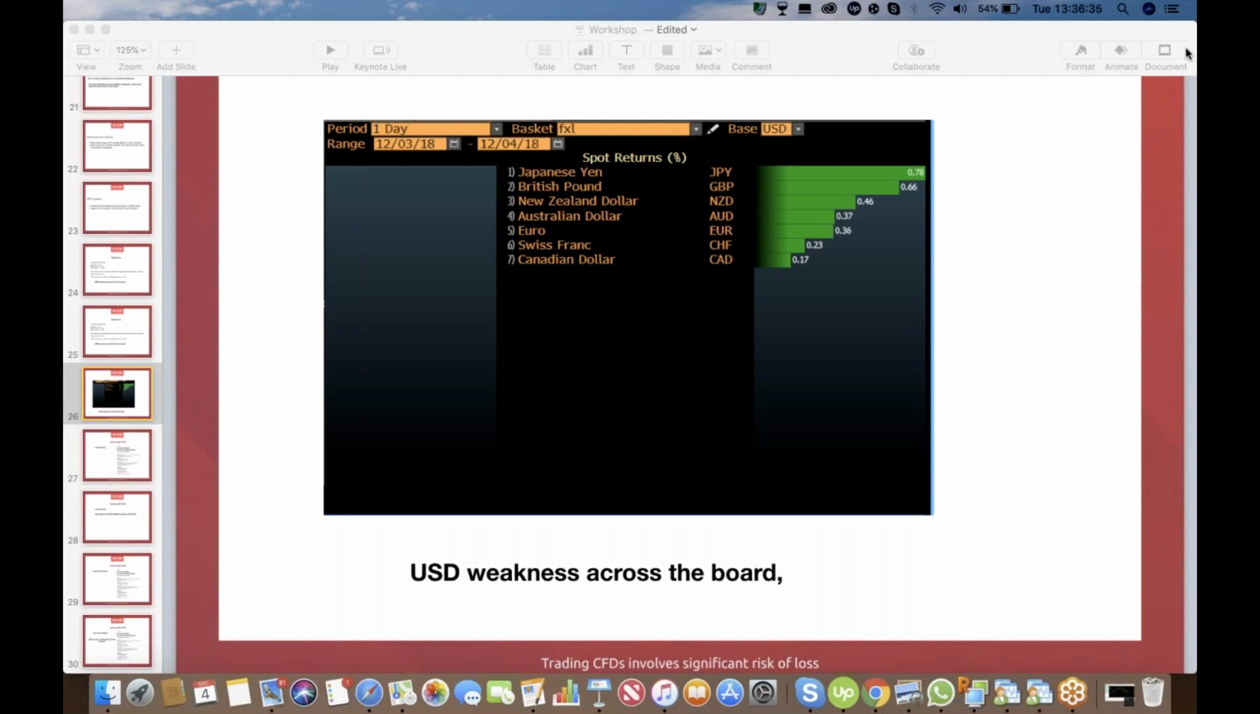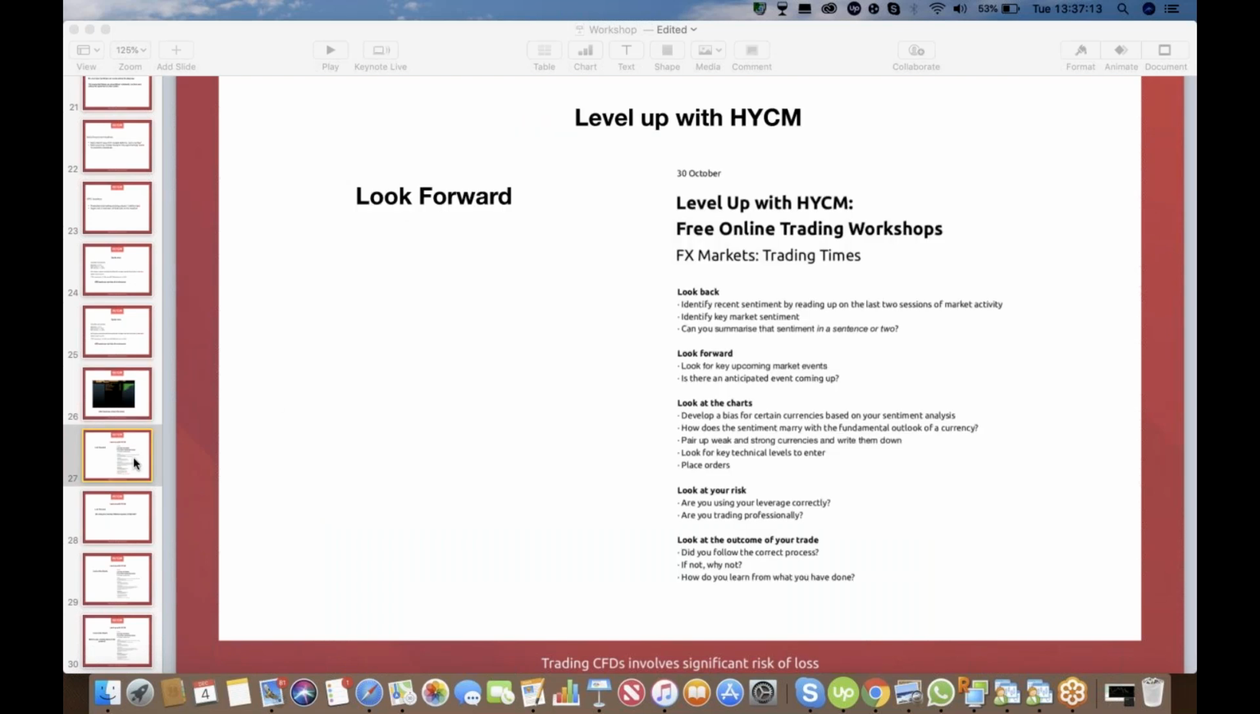So the market is in a very risk-off environment, and we also see US dollar weakness across the board. Do you see now how Swiss franc, Japanese yen, that's a good pair to trade in a risk-off environment? Swiss franc tends to outperform the Japanese yen, so that's not a bad little pair to be looking at.